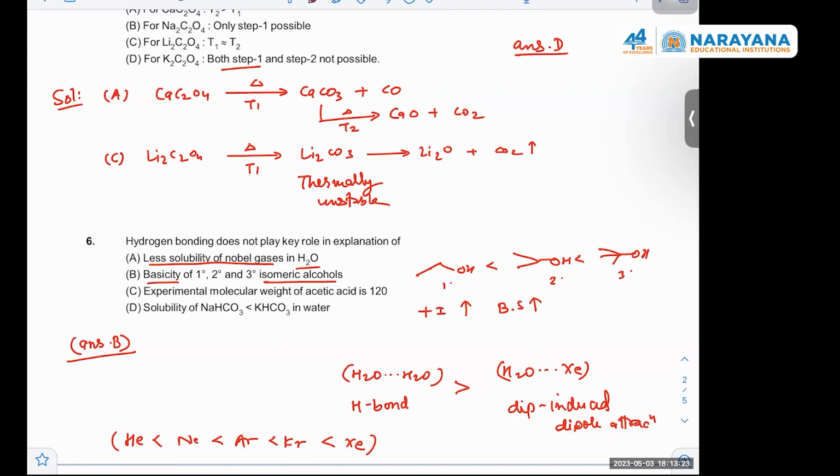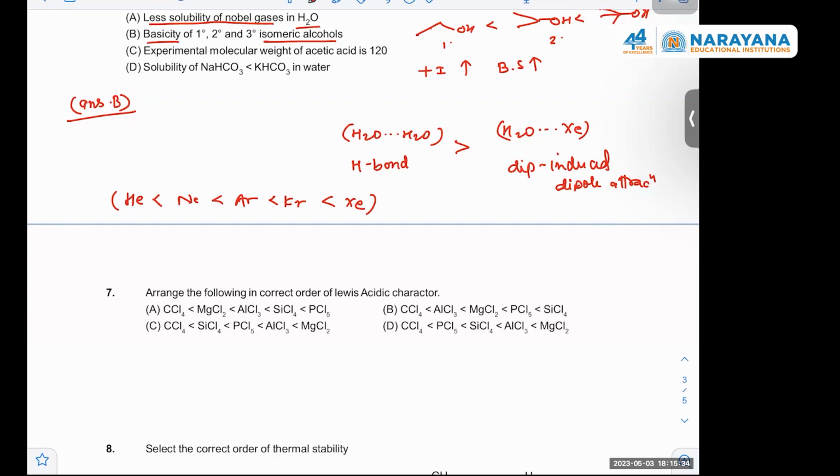Sir, do we have an explanation for that order of solubility of noble gases? Yes, molecular mass, atomic mass. If they have a similar type of forces of attraction, then the solubility in water will be proportional to their molecular mass, like forces of attraction.